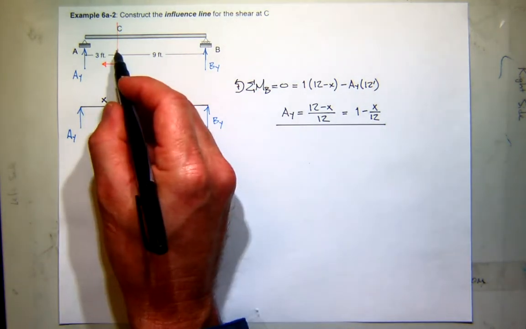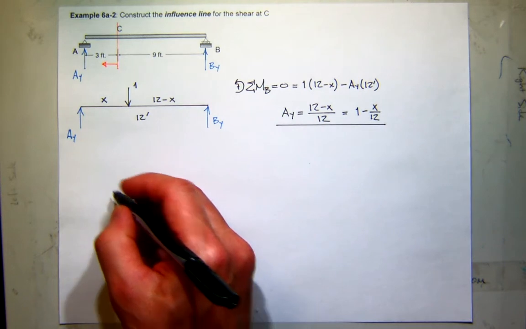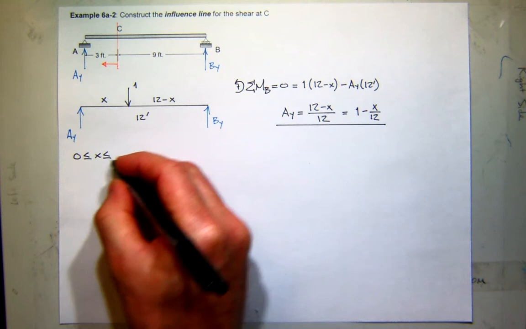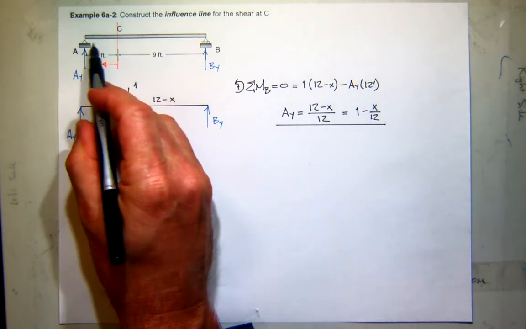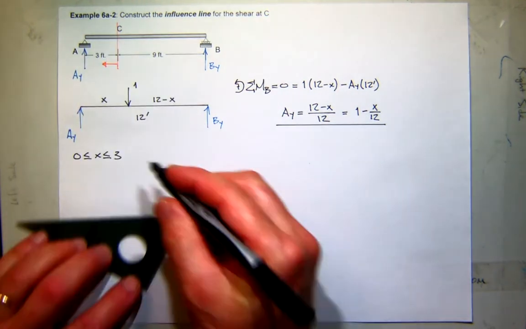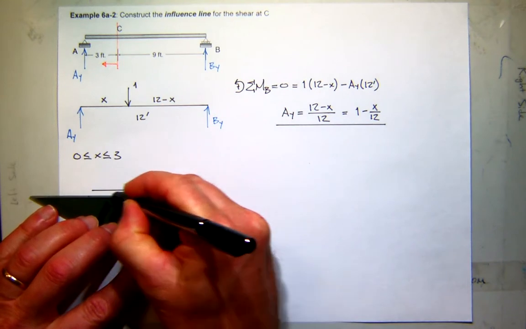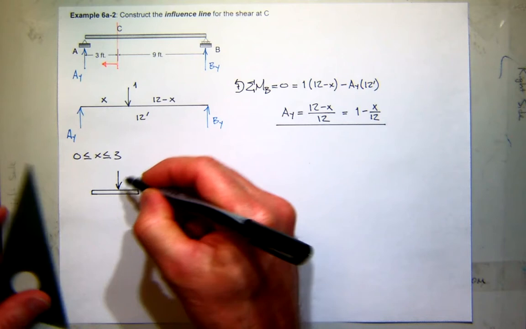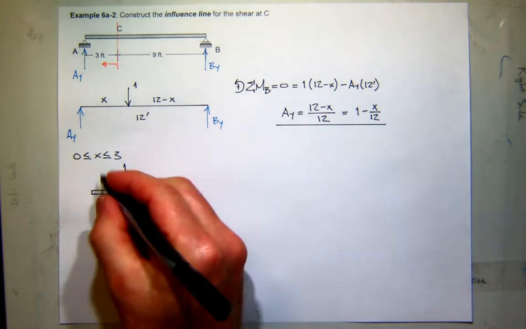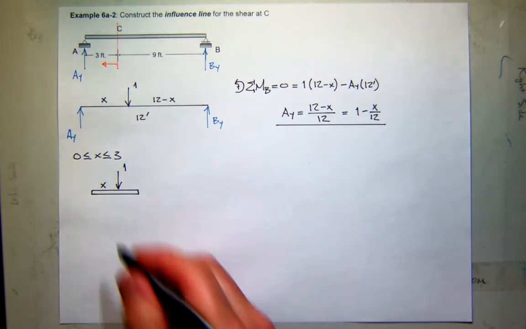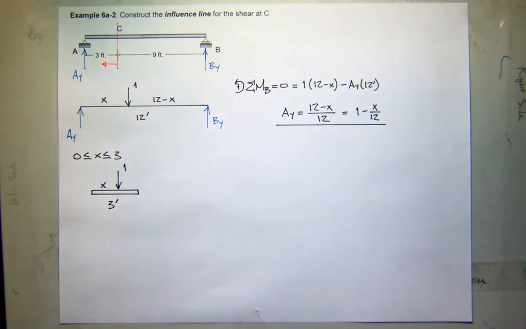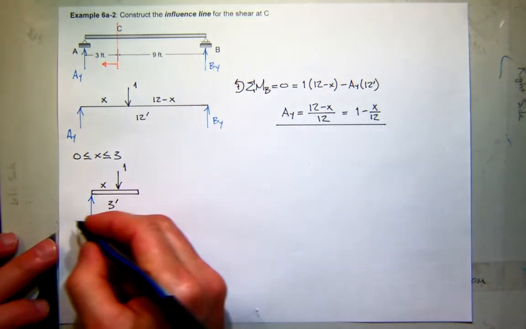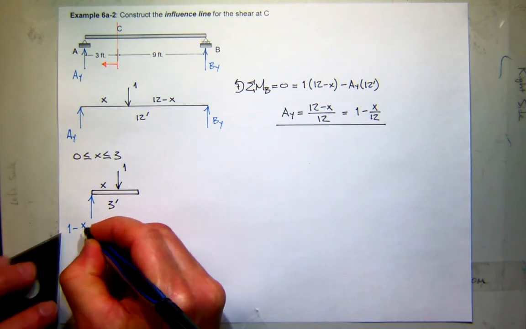Let's actually find the influence line for the shear at C. So the first case I'm going to look at is when my unit load is between 0 and 3. That means it's on the free body that we're drawing. So let me draw that free body diagram. I'll have my unit load. Remember, we're always measuring x from the left, and this little piece is 3 meters. We know AY. AY is equal to 1 minus x over 12.